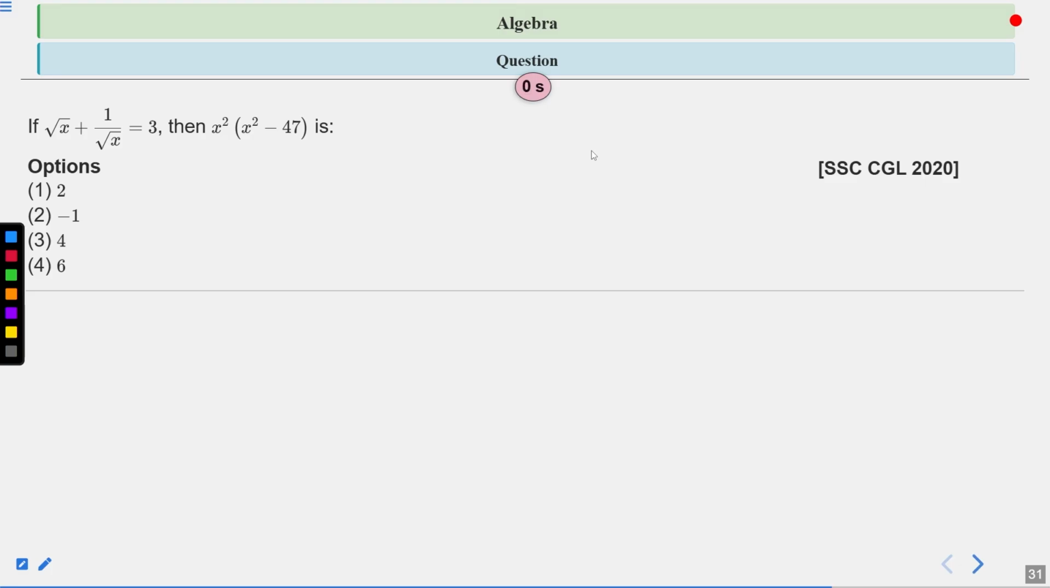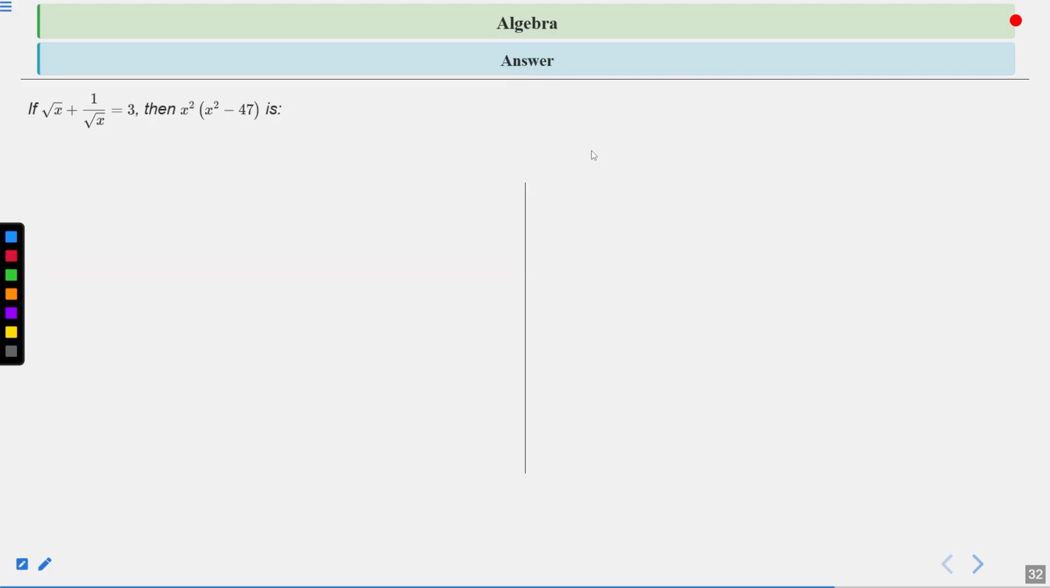Now time's up. Let's see the solution of this question. The question says that if root x plus 1 upon root x is given, which is 3, we need to calculate the value of x square multiplying by x square minus 47. The correct answer of this question is the second one, which is minus 1. Now see the detailed solution using concept 19.1.22.